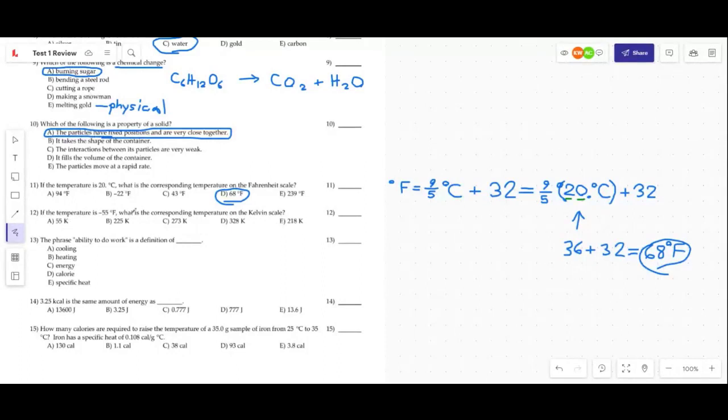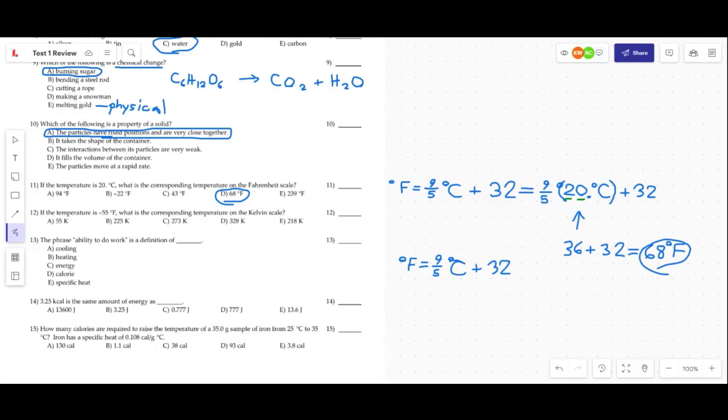Now it says if the temperature is negative 55 degrees Fahrenheit, what is the corresponding temperature in the Kelvin scale? Okay, this is a little bit more tricky. We're going to take the equation we just used: degrees Fahrenheit is equal to 9/5 degrees Celsius plus 32, and I have to rearrange it to solve for Celsius.